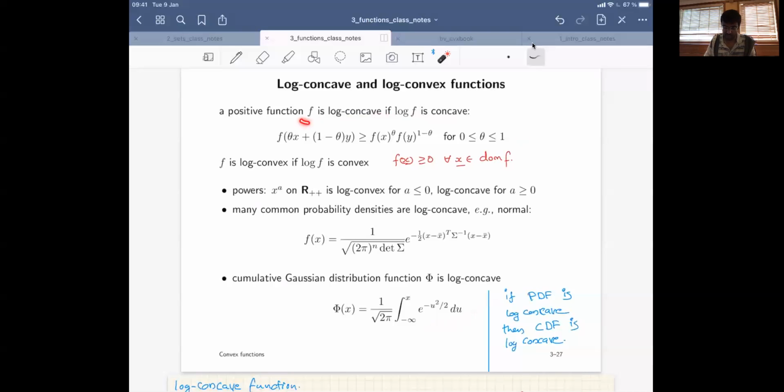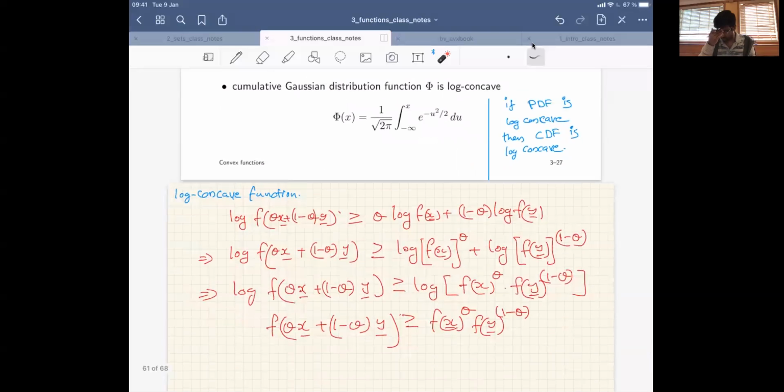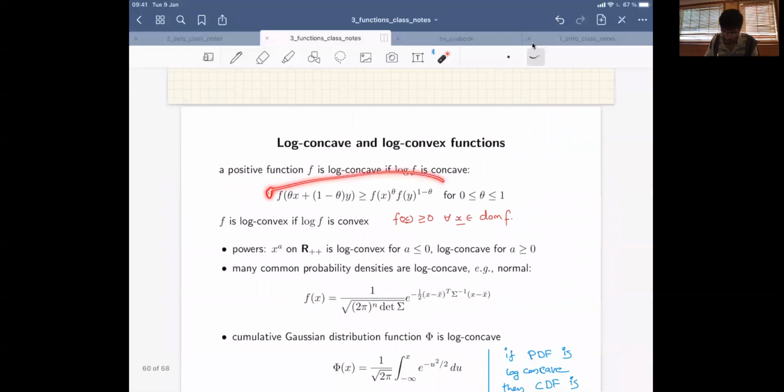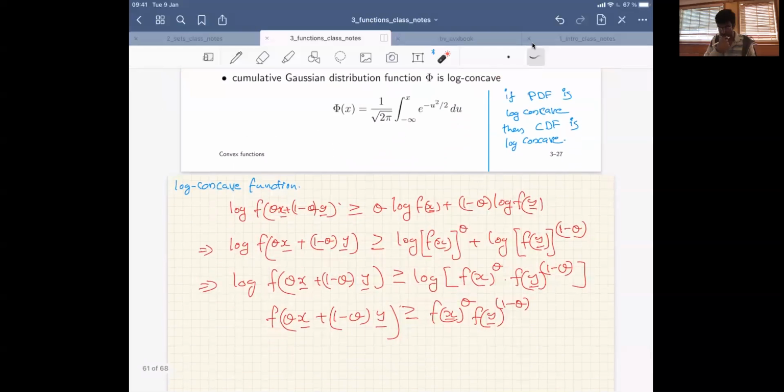So what is it? The function f is log concave if you take the log of the function and that should be a concave function. So how do you get this? This is simple, this definition. If it's log concave, it satisfies this inequality. So just see this derivation. What you are saying is the log of the function is concave.